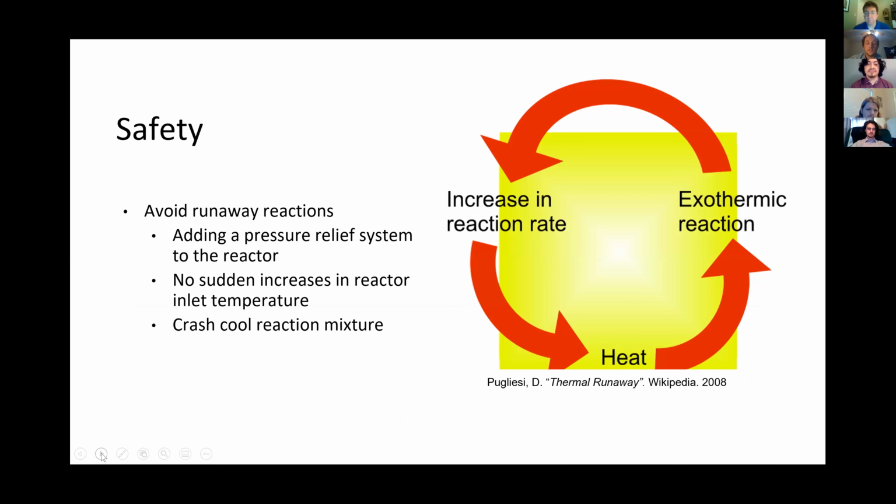So for safety, our main concern was to avoid runaway reactions because we're working at such high pressures and high temperatures. So we decided to add a pressure relief system to the reactor, and we try to keep the temperature constant. Also, in case there is a change in temperature that is not supposed to happen, we have a crash cool reaction mixture to bring the temperature down, since it is an exothermic reaction. You can go to the next slide.